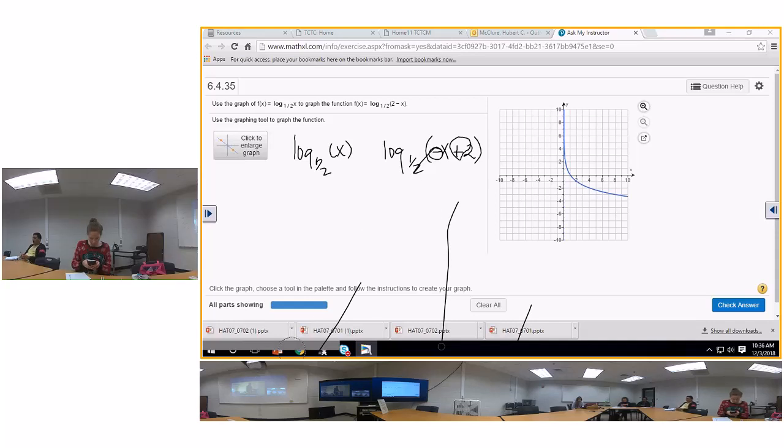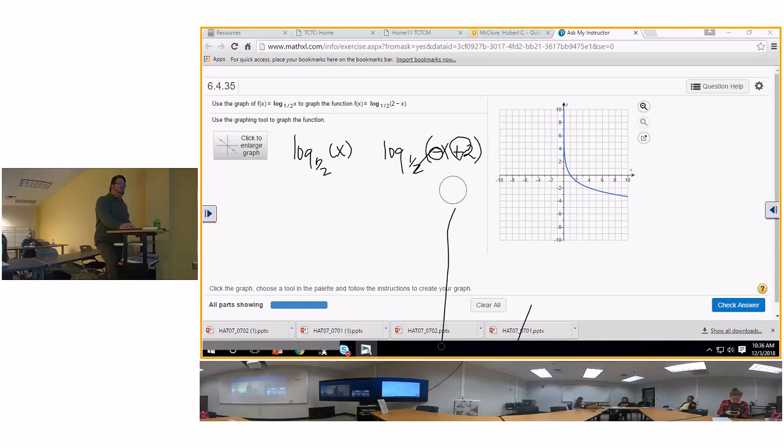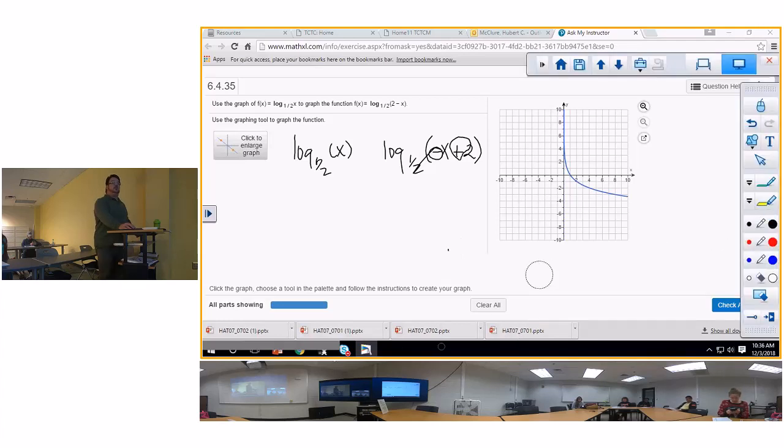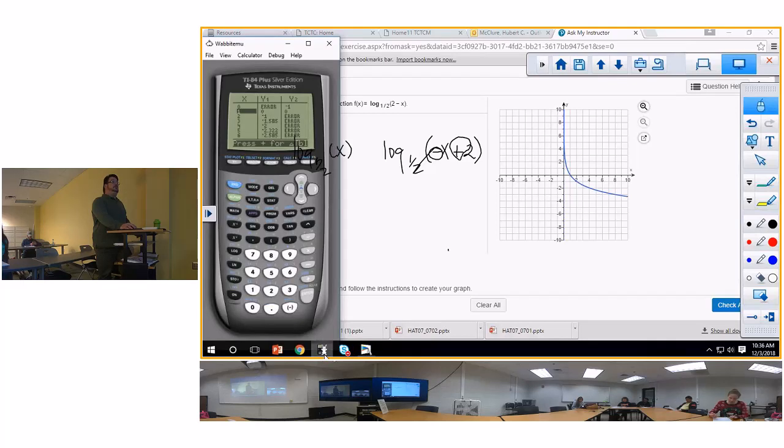Put in log of negative x and show where it goes, because they're not asking you to do the change of base formula. I thought they were. They're asking you to just graph based on the vertical and the horizontal shift. That's all they're asking you to do. So I'm going to just do the log of x. I'm sorry, I read the question wrong. And then I'm going to do the log of negative x.